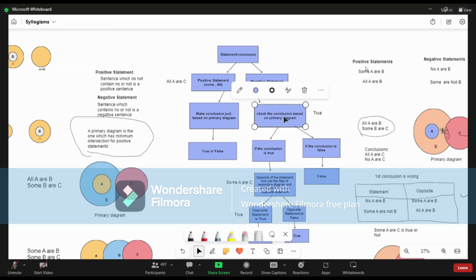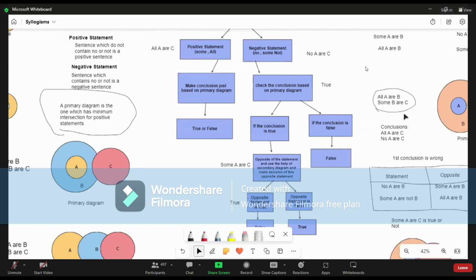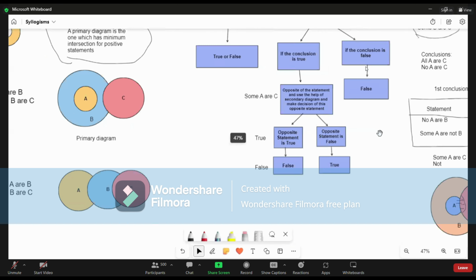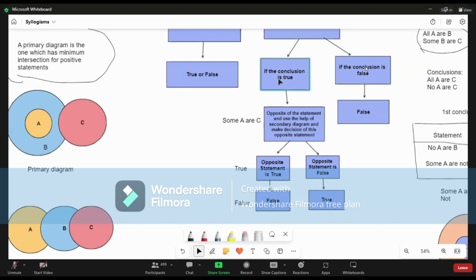So this is what this statement says. And then there are two cases in this: if the conclusion is true and if the conclusion is false. If the conclusion is false based on the primary diagram, it remains false. You don't have to go anywhere or check anything. It will remain the same as false. The case where we have to check further is if the conclusion is true. If the conclusion is true based on the primary diagram, we next check the opposite of the statement.